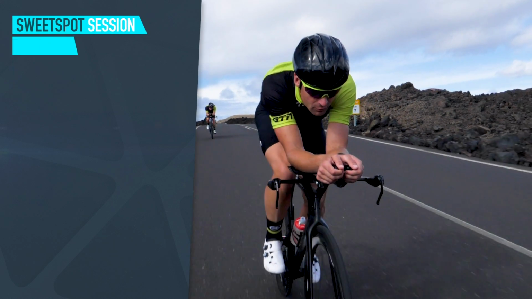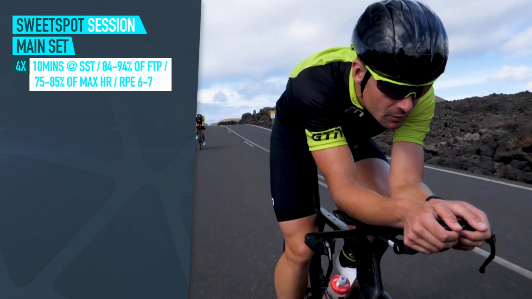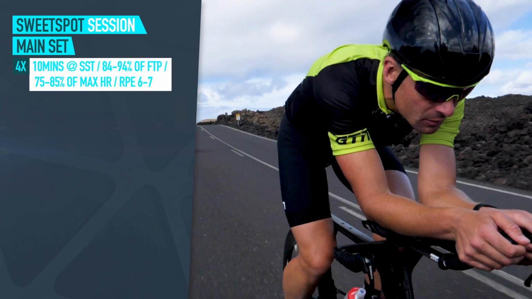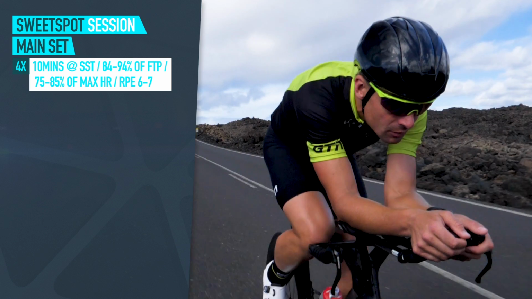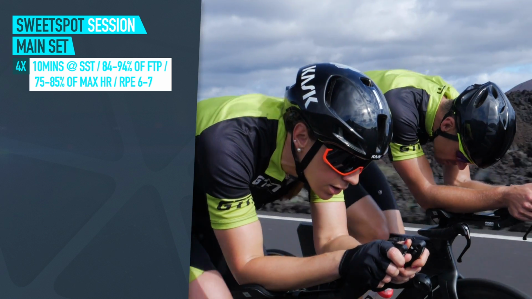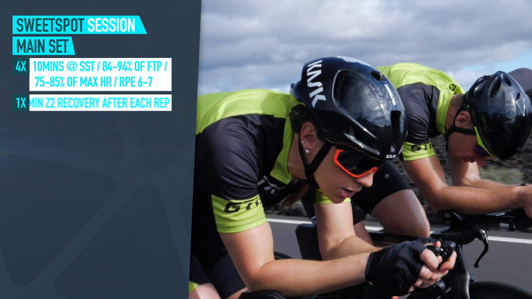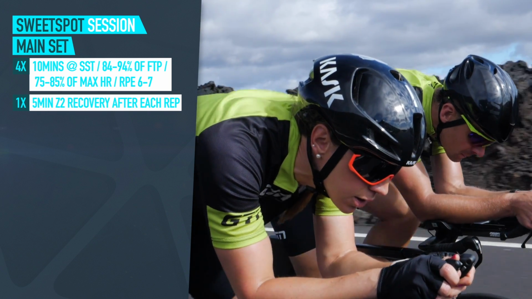Yeah, so all that being said, a good sweet spot session is a main set of 4 times 10 minutes at your sweet spot intensity, which is 84 to 94% of your FTP, 75 to 85% of your max heart rate, and a rate of perceived exertion level of 6 to 7. After that, 5 minutes of zone 2, nice and easy recovery after each rep.